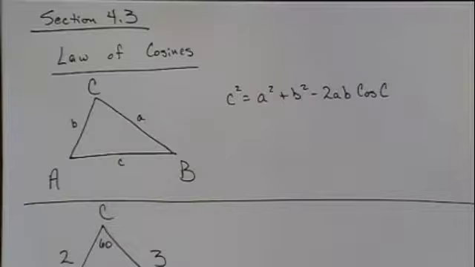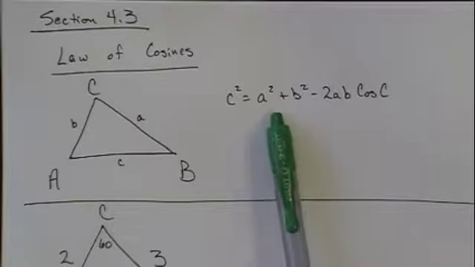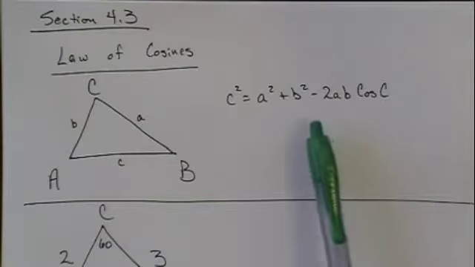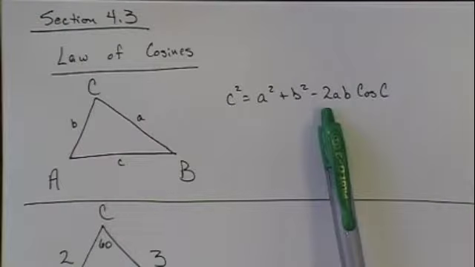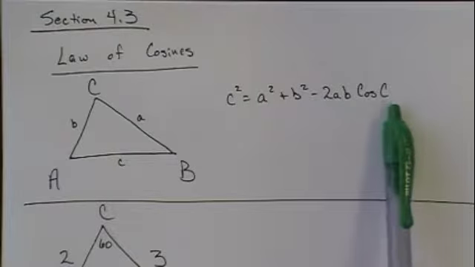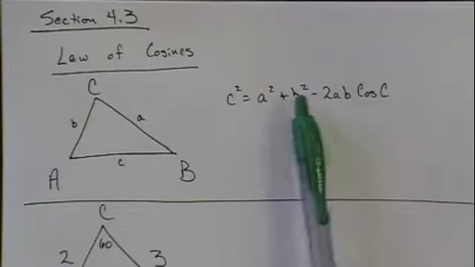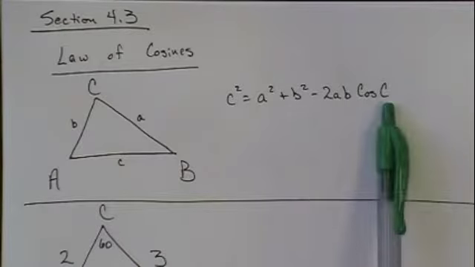In section 4.3, we're looking at the law of cosines, which can also be used for all triangles. It originates from the Pythagorean theorem, a squared plus b squared equals c squared, but what we then tag on here is a little bit of trigonometry that says this can work for anything. So we have minus 2ab times cosine C, where a is side A, b is side B, and here's side C and here's angle C.